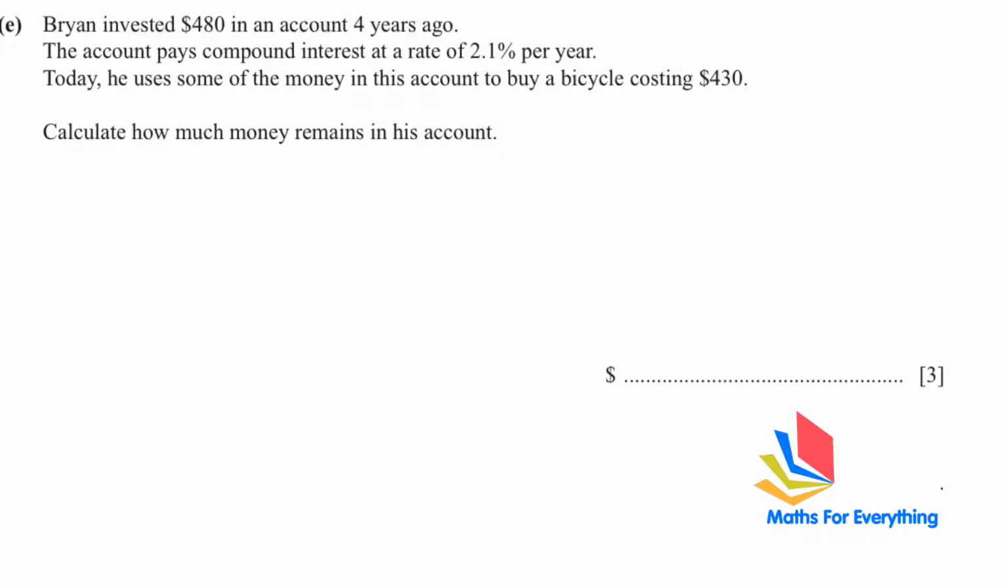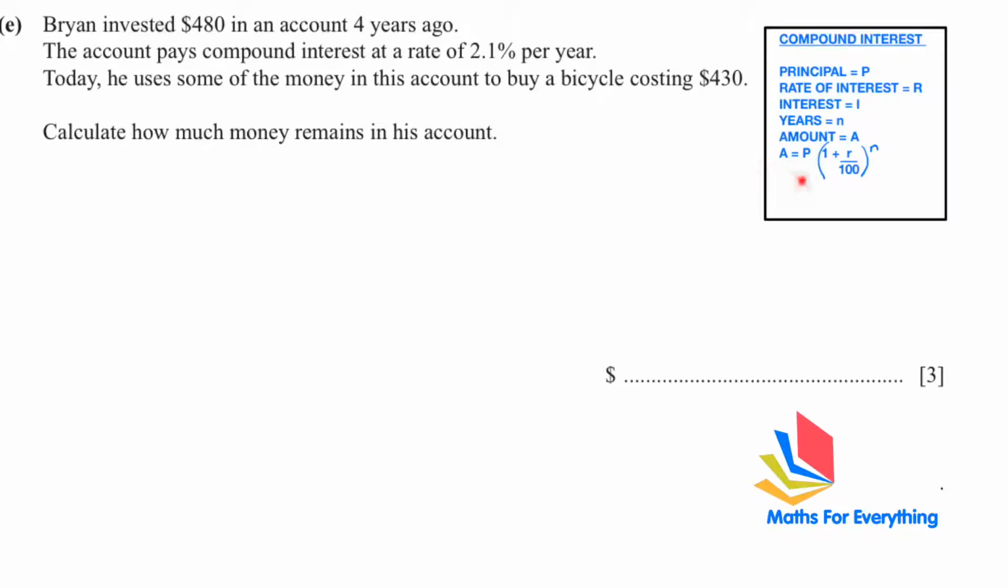To find compound interest, we use the formula amount is equal to principal times (1 plus r over 100) to the power n. P is the principal. So in this case, our principal is $480 in an account, the rate of interest is 2.1% and the years is 4. So let's use this formula to get the amount he has in the bank: 480 times (1 plus 2.1 over 100) to the power of 4.